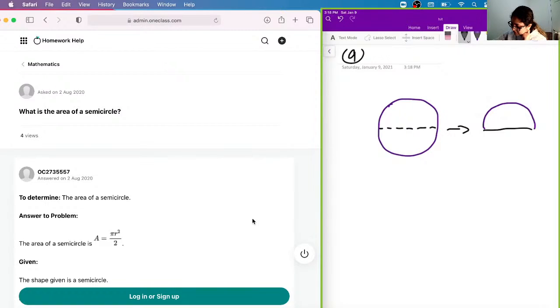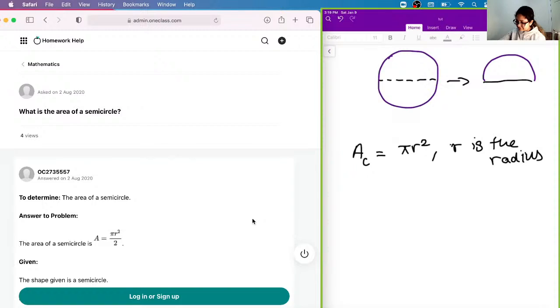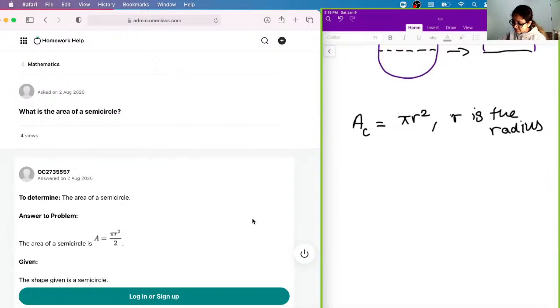If you recall, the area of a circle is pi r squared, where r is your radius. We know that the radius is half the distance across the circle. Since you can see from this picture that it's half of the circle, we can assume that the area of a semicircle is also half of the formula of a circle.